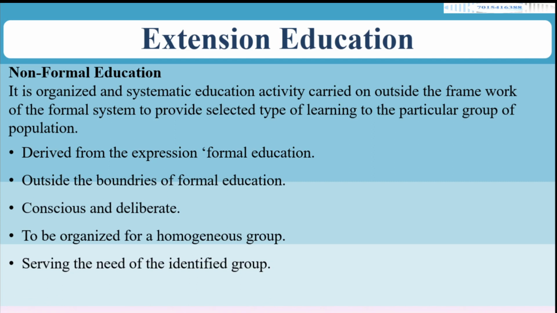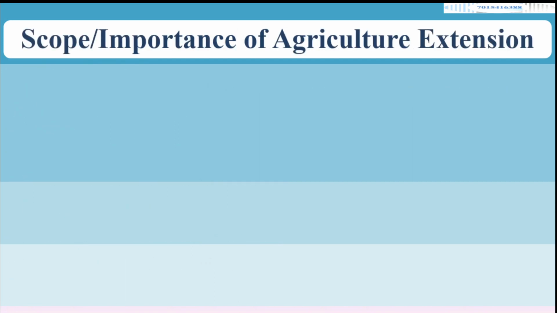Identified means first of all they will identify that these people are going to learn about swimming, so that they will arrange the system according to the swimming education. Okay, this is called non-formal education.